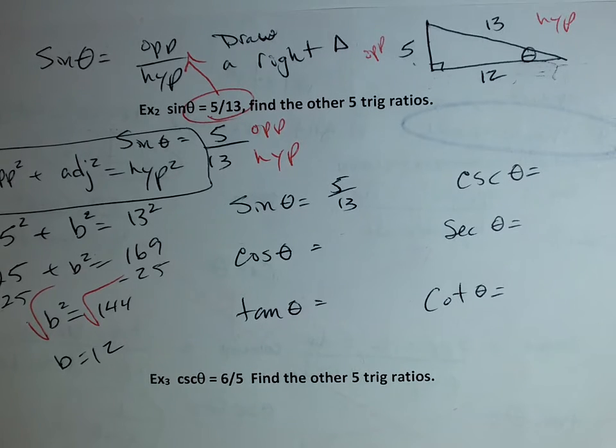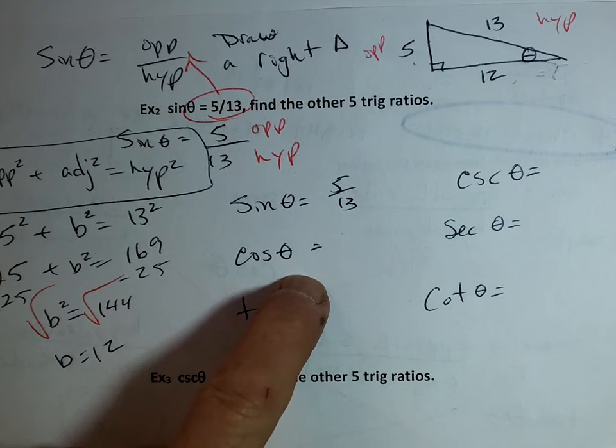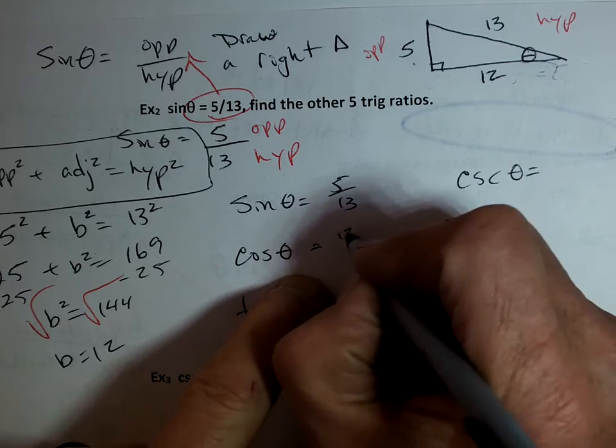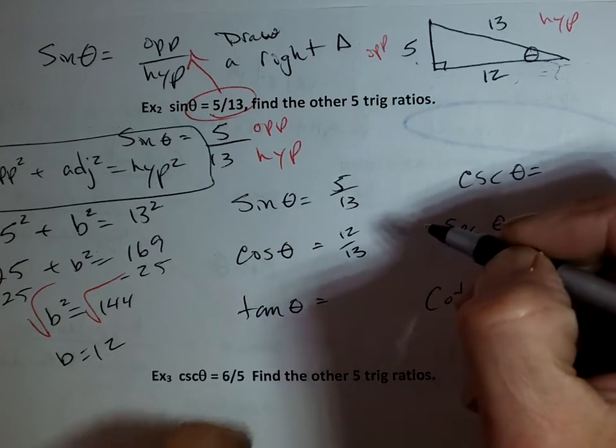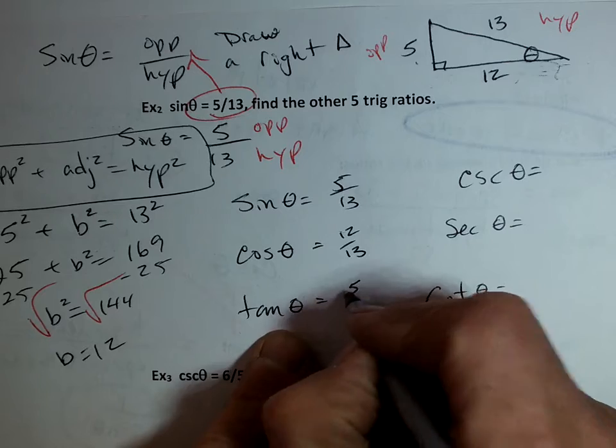Okay. Cosine of theta. Vicky, what'd you get for cosine of theta? 12 over 13. Nice job, smart girl. Tangent of theta. Kobe, what'd you get for tangent? 5 over 12. Nice job. Awesome. Totally right.